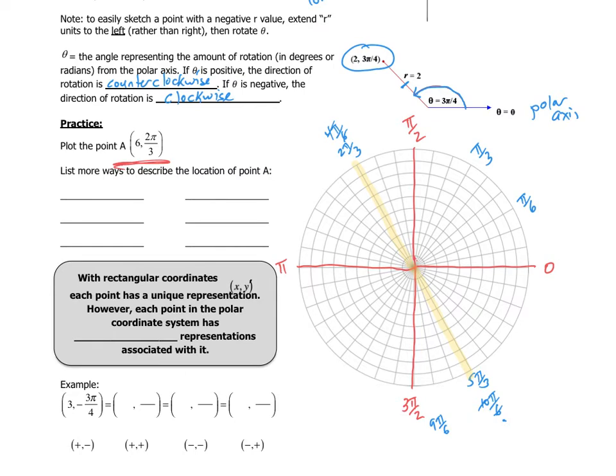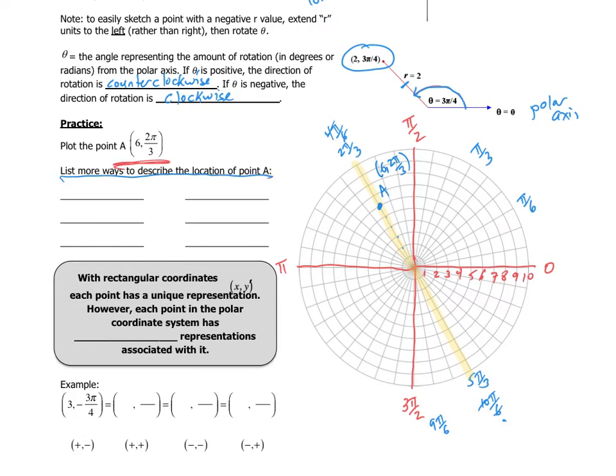We need to set a scale. I'm going to say that each circle is 1 unit, and that'll work fine because I only need to go to 6 units away. So now let's count out 6 units on the ray 2 pi over 3. 1, 2, 3, 4, 5, 6. So this is going to be our point A, and its coordinate is 6, 2 pi over 3. So we've plotted it.